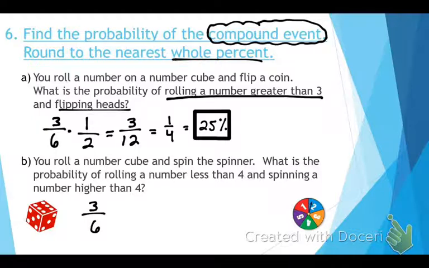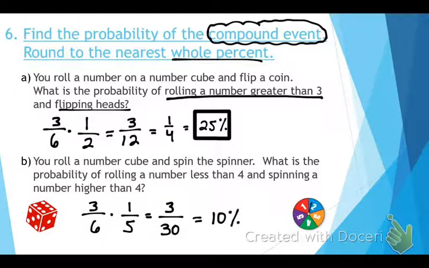Okay, Marcus, looking at the next one. Spinning a number higher than 4. How many numbers are on here that are higher than 4? No, how many are higher than 4? One number is bigger than 4 out of how many total? 5. Out of 5. What do I do to those 2 events? You multiply them together. What do I get, Jensen? You get 10%. Okay, 3/30 is 10%.